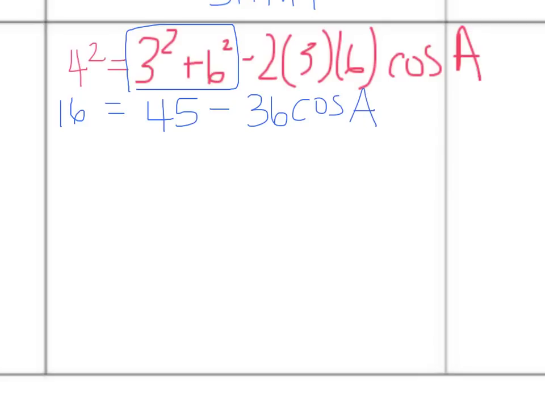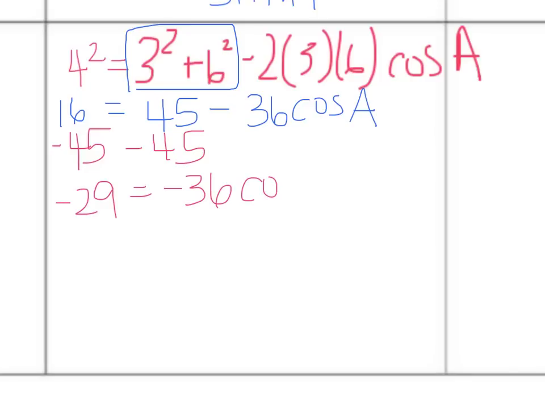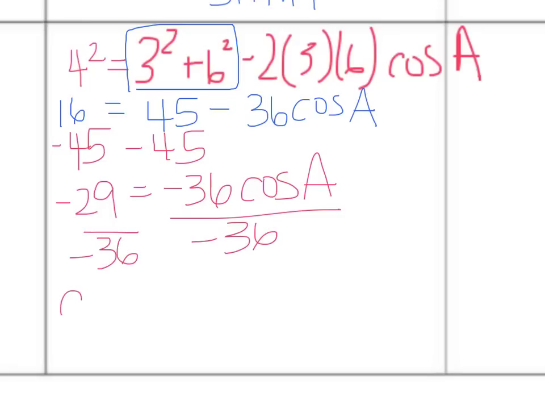So since it's a two-step equation, now I'm just going to first subtract 45 from both sides. So 16 minus 45 is negative 29. I have not done anything with the negative 36 cosine of A yet. Then I'm going to divide both sides by negative 36, and I'm going to be left with the cosine of A equals the ratio 29 over 36, because these really ultimately cross each other out and make each other positive.